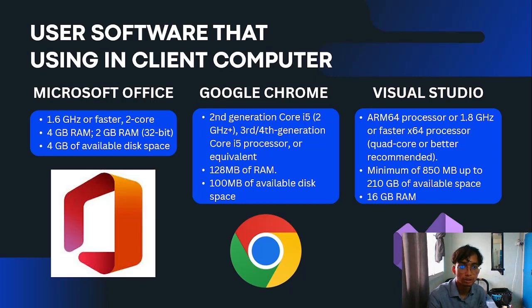Another software that we added is Visual Studio, which requires an ARM64 processor or a 1.6 GHz or faster 64-bit processor, with quad-core or better recommended. It needs a minimum of 850 MB up to 210 GB of available space, and also 16 GB RAM.